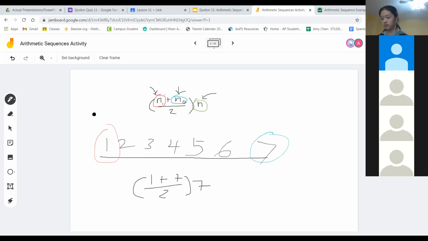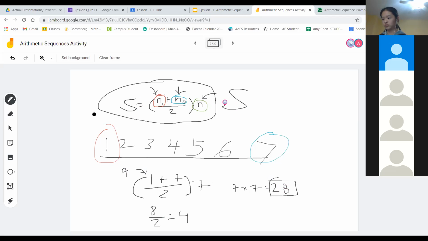So that's basically 8 over 2, which is 4. Right, so this over here in the parentheses, that's 4. And 4 times 7 is 28. Our answer is 28. So everybody understands that, right? That's the sum. So 28 is the sum. So this entire formula is used for calculating the sum of any arithmetic sequence. So do you understand? Yes.